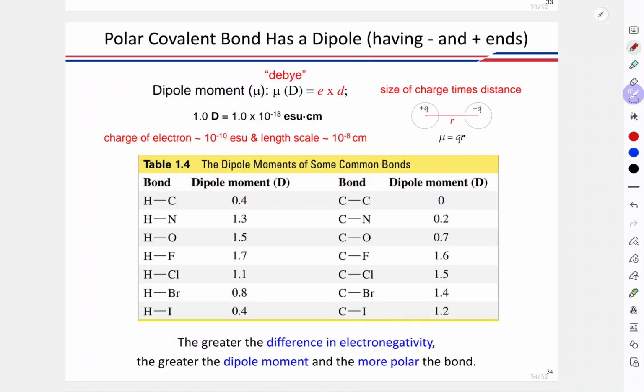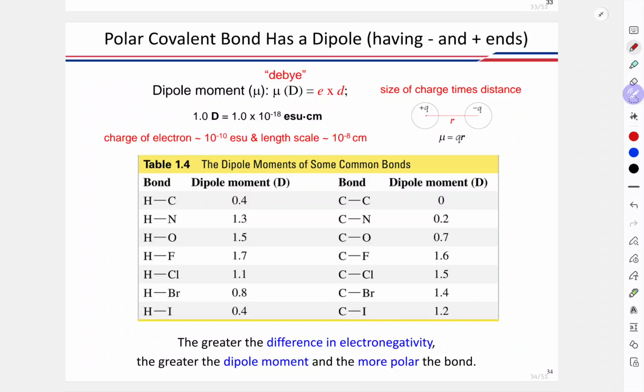And this is the unit system for the debye. So basically, you can compute the dipole moment from the length scale and the charge scale. And this is a typical example: the dipole moment for a given bond, the bond between carbon and hydrogen, is typically around 0.5 or 0.4.